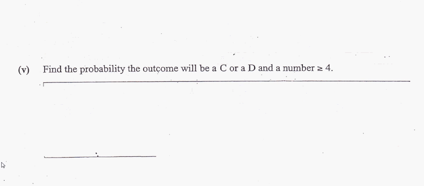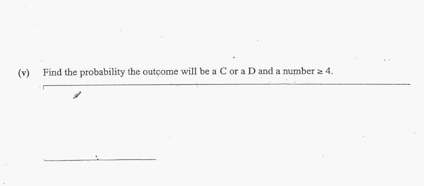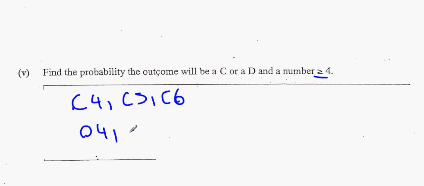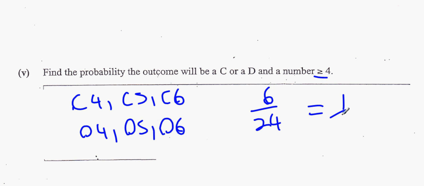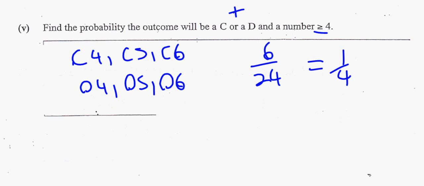Find the probability that it will be C or D and a number greater than 4. Okay, so that would be C4 because it's greater than or equal, C5, C6, D4, D5 and D6. That's going to be 6 out of 24, which once again is going to be a quarter. Once again, it can be C or D and a number greater than or equal to 4.